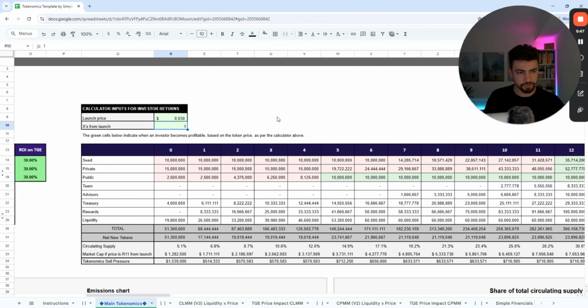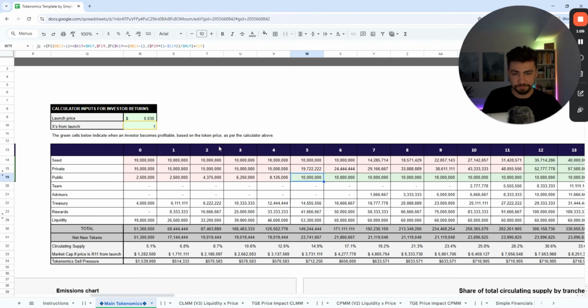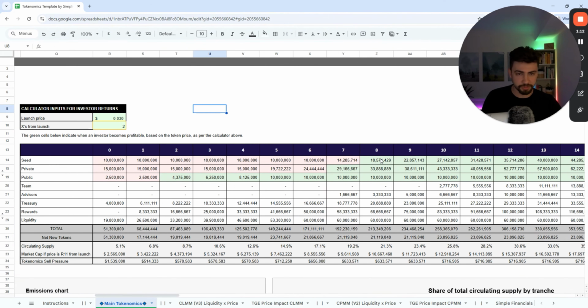What this is used to showcase as well is, in essence, when investors become profitable. So for example, if you have a 1x from launch, right? So you stay at 3 cents. The seed and private round investors become profitable by month 12, so by the end of the year, whereas the public round, the launchpad investors by the 5th month. If we however have a 2x and the token price is actually 6 cents now, then the investors become profitable by the 8th month and the public round investors by the 2nd.